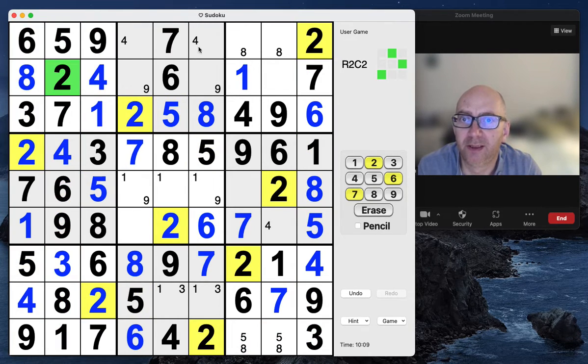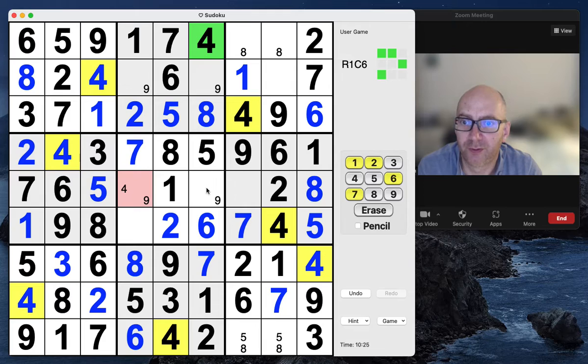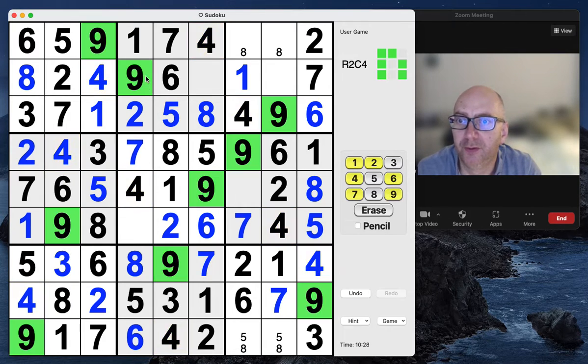I have a feeling that we are there now. It's just a question of filling in a few of the gaps. There's a 4-9 pair there, so that's now got to be a 1 and a 3. That's a 1. It's got all the 1s done. That looks like that's got to be a 4. So that's our 9, 4, 9.